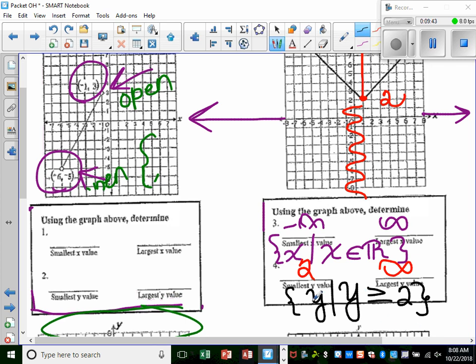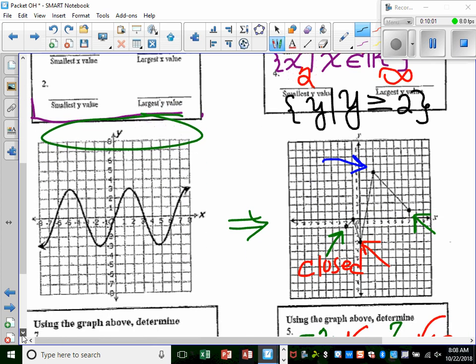Okay, so those are our ranges. So if you're asked to find the domains, you're going to say x such that x is an element of all reals. For the ranges, y such that y is greater than or equal to 2. All right, let's move on down to the other continuous graph.